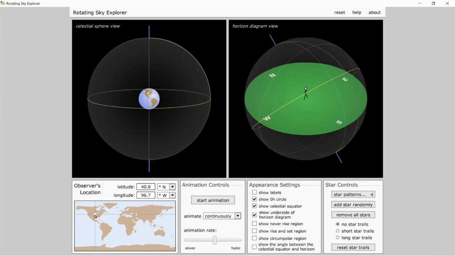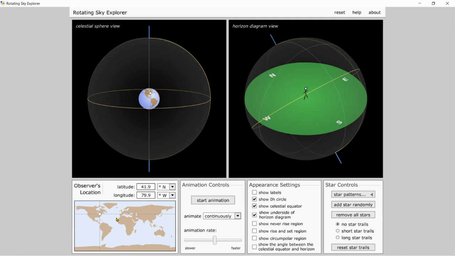Right here, we can see, we can drag all over. And notice as I'm moving it, it moves here on the Earth, and it moves here also. So if we want to go to, say, Ohio, right about there. Maybe a little farther north, but there we go.